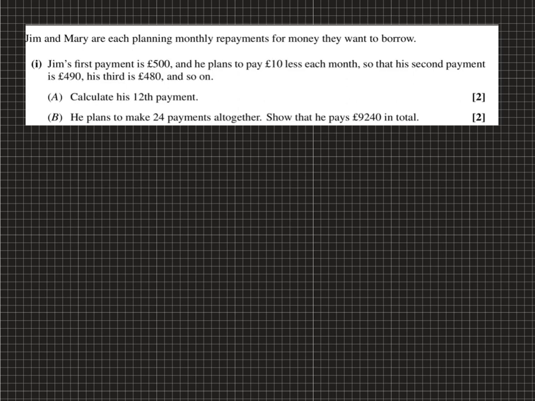So hopefully you can see that this is an arithmetic progression, starting off with 500, then 490, then 480 and so on. So for part A, we've got to calculate his 12th payment. Well, let's identify the features of this arithmetic progression. a is 500 and d, the common difference, is equal to negative 10. Now we're calculating the 12th payment, not the total of the payments, so it's important that we recognise we're working out what a_12, the 12th term, is.